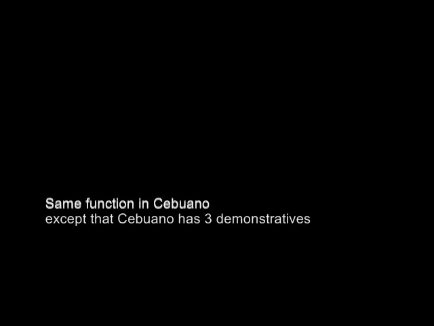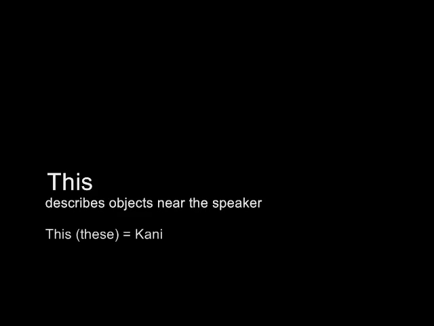Okay, so now these words function exactly the same in Cebuano. Now in English it is only this and that, but in Cebuano there's three words. Let's go over them. The first word we're going to go over is this. This is used to describe objects that are near the speaker. In Cebuano, this is kani, both the noun and adjective, just like in English.